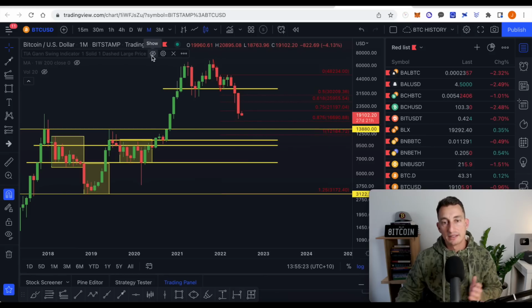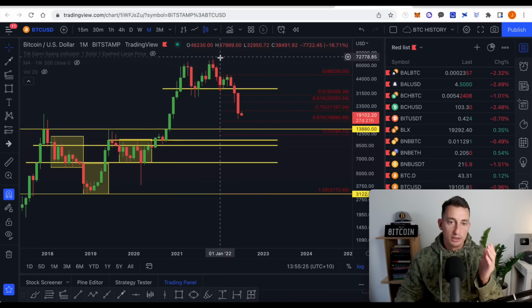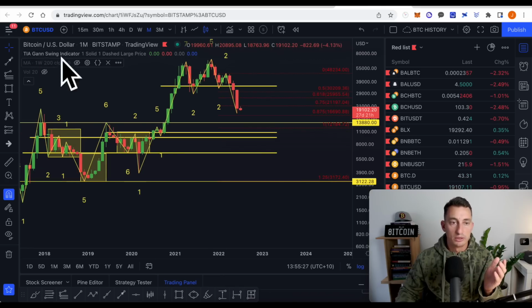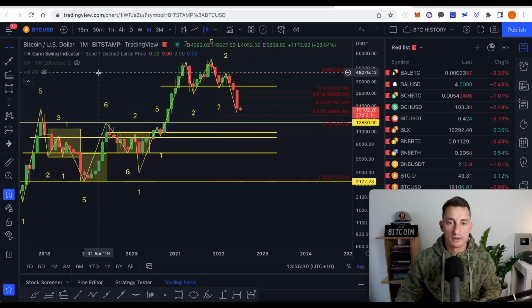First up, we're going to look at the extension, and we're going to use the monthly chart looking at the swings here. So if you did want to have a crack at this TIA Gann swing, link is in the video description.